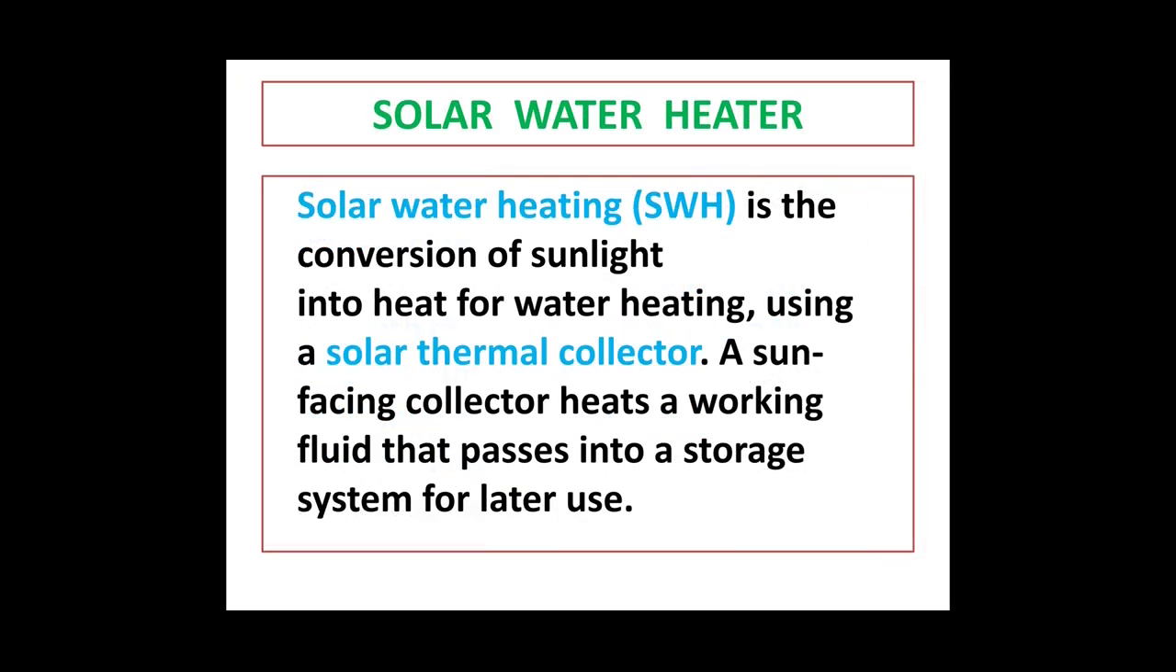Now the next is solar water heater. So solar water heater uses the same technology, conversion of sunlight into heat for water heating using a solar thermal collector. So a solar thermal collector is used to heat the water. A sun facing collector heats a working fluid that passes into a storage system for later use. So the fluid is heated and it passes into a system so that later on it can be used to heat water.